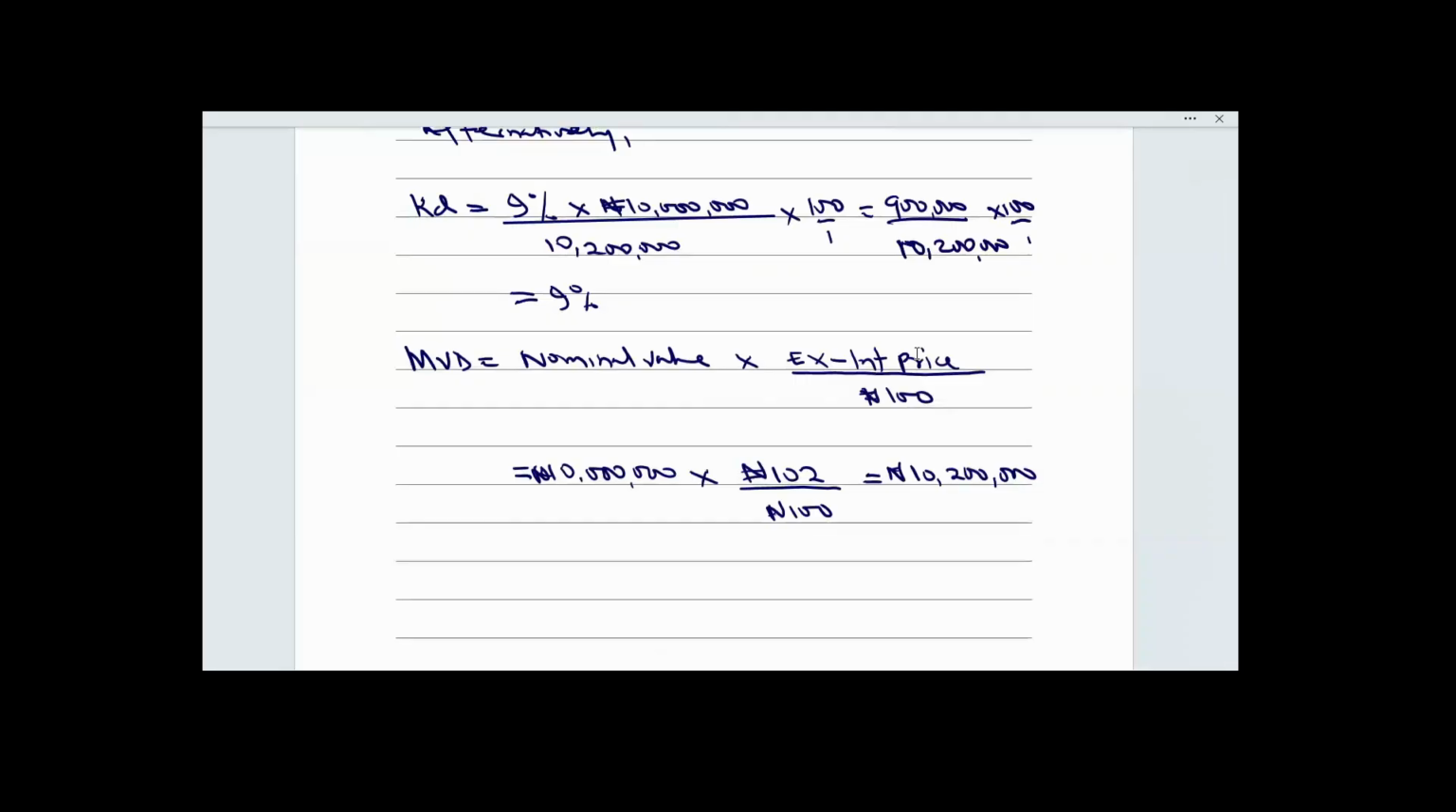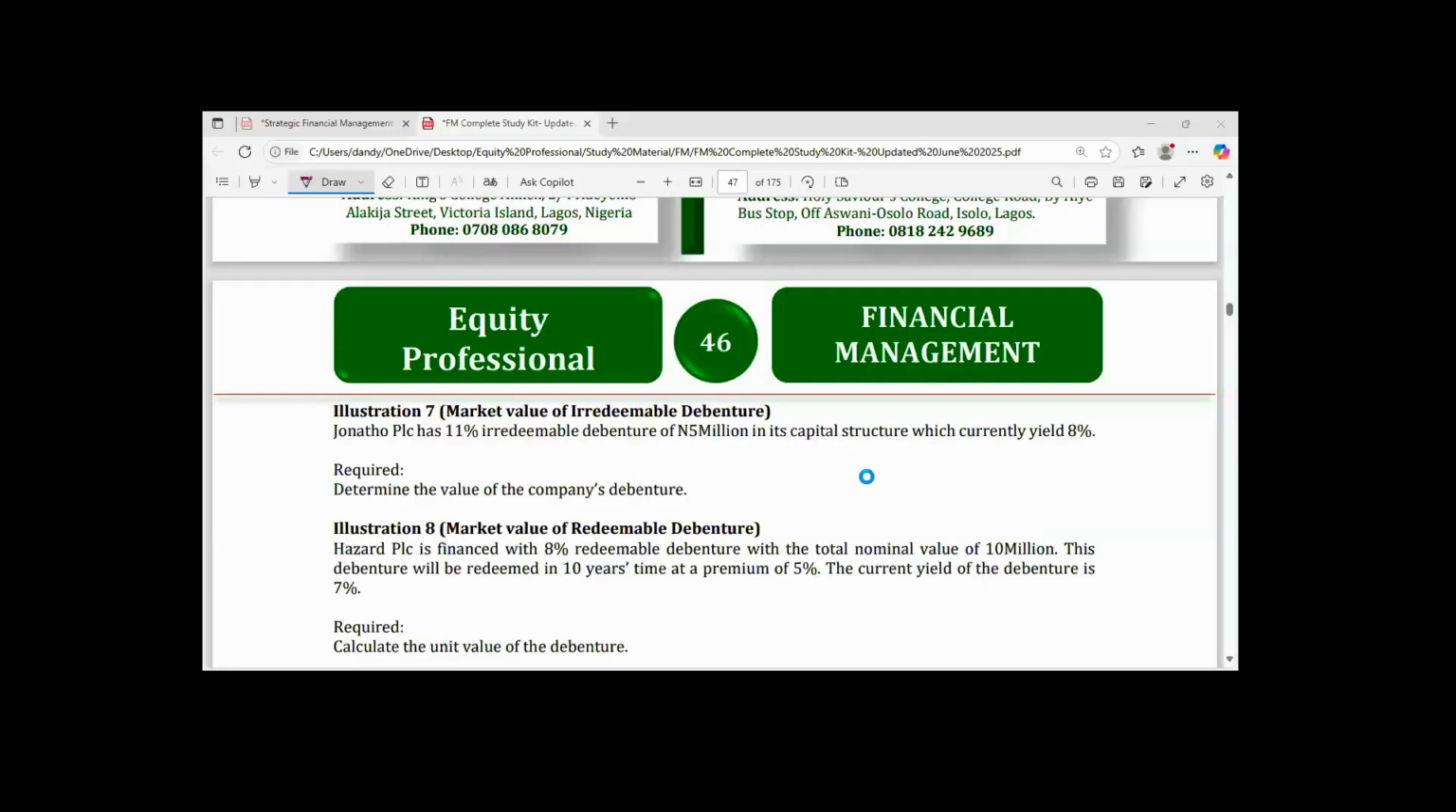I want to stop sharing this. Okay, let's have one more example before we move to irredeemable. So I need one of you to read illustration number 7. Who is helping us? Illustration number 7. Moses, go ahead.